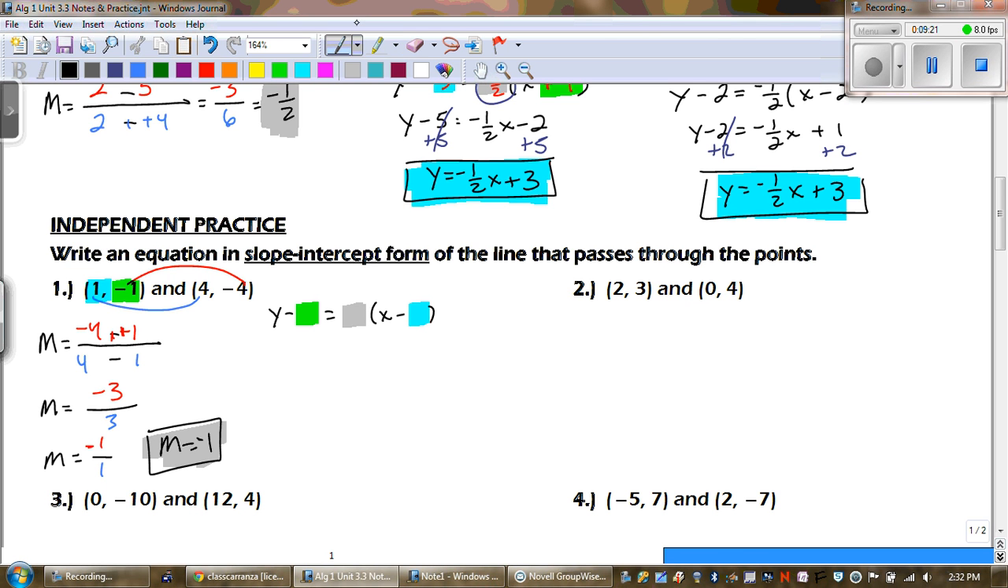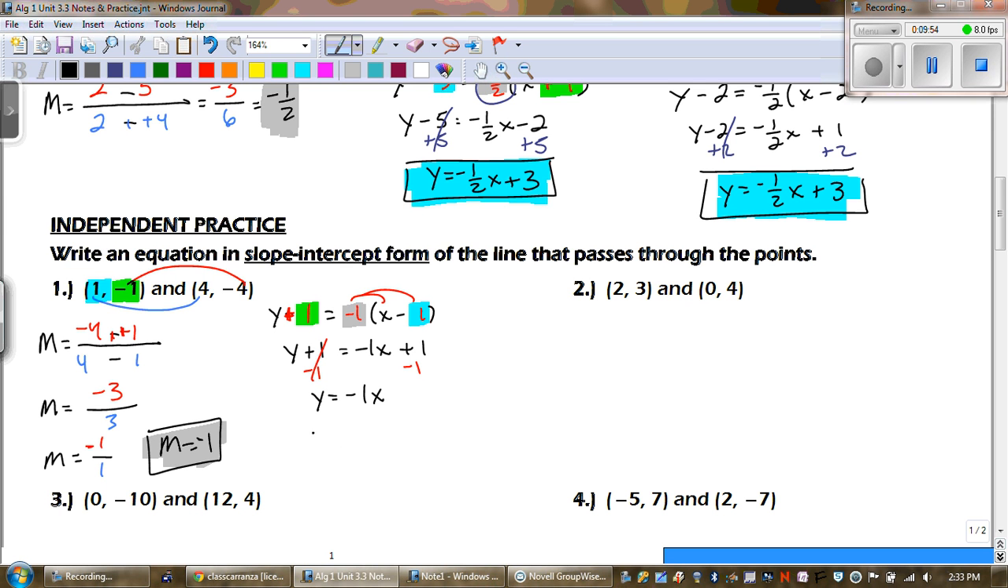Okay, we've already had practice plugging into this, so I shouldn't really have to be color coding everything for you guys. When we plug in a negative 1, that turns to positive. Our slope is negative 1, and then we get 1. We need to distribute, and we get y plus 1 equals negative 1x plus 1. Subtract 1 from both sides, and we get y equals negative 1x.